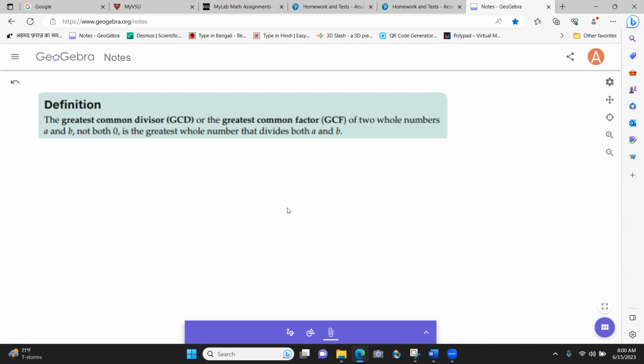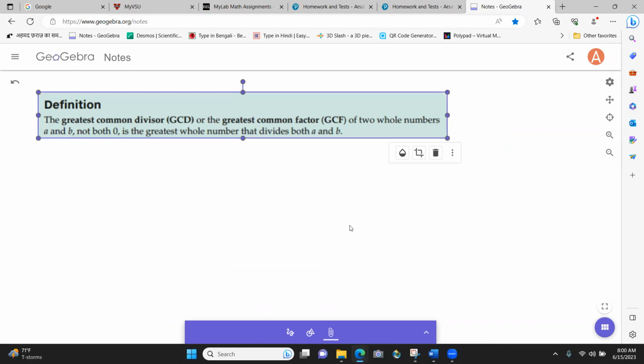Basically, of course, you can read it. The greatest common divisor or the greatest common factor of two whole numbers, A and B, not both zero, is the greatest whole number that divides A and B. All right, so let's see what it means.